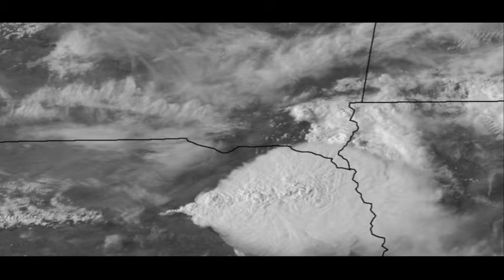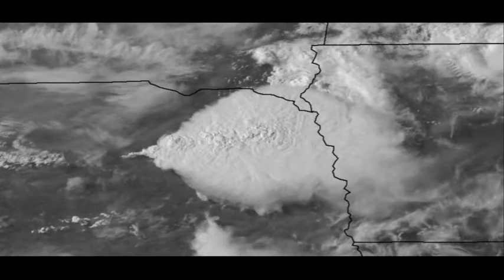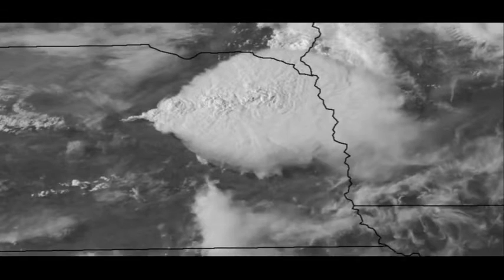So pretty good multicellular storm. We can see the first storm maturing right there, and then there's the new one down the line, propagating right down the flanking line right there. So this is the place to be when you're chasing, and we'll continue that here.